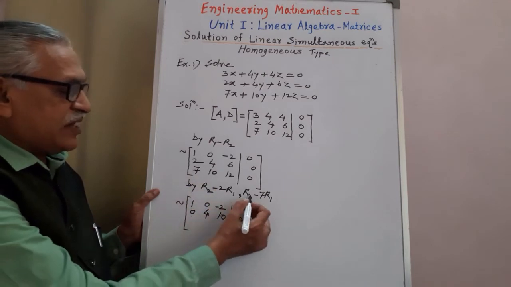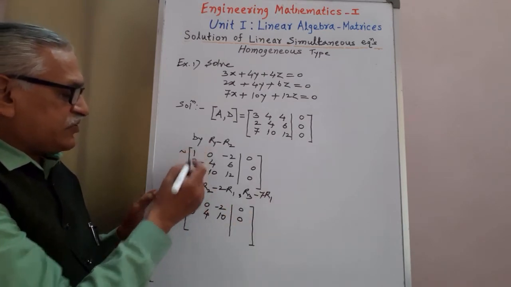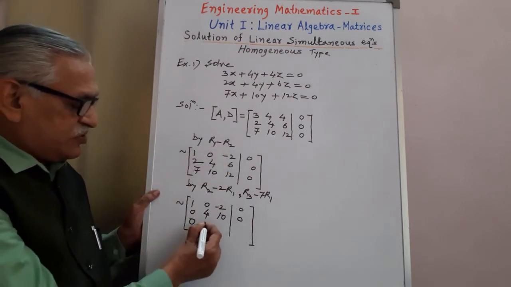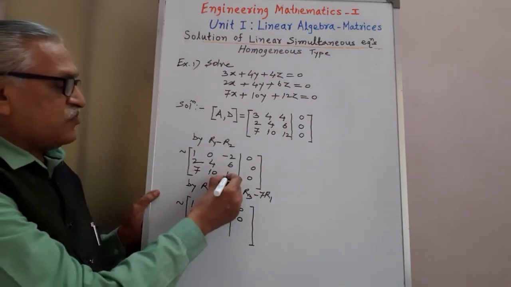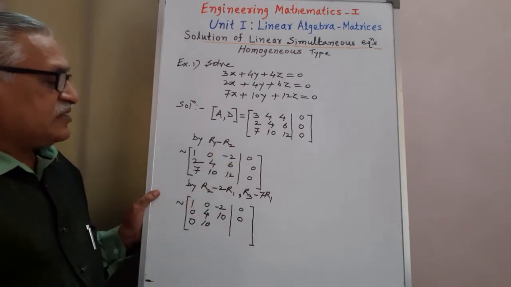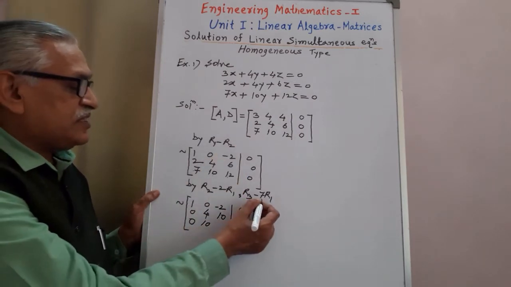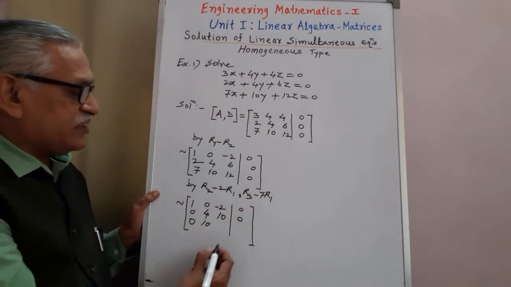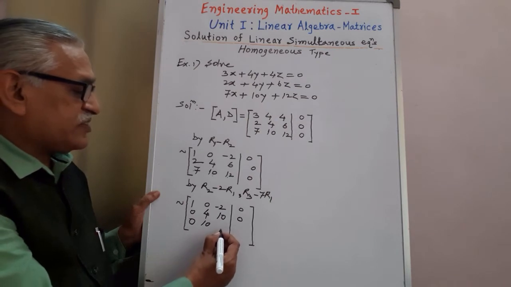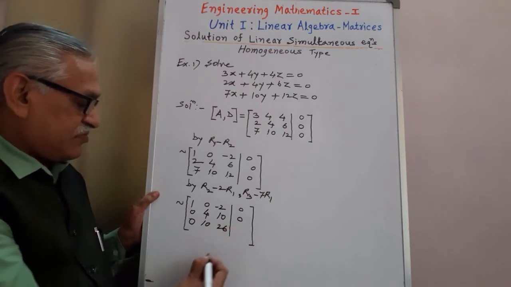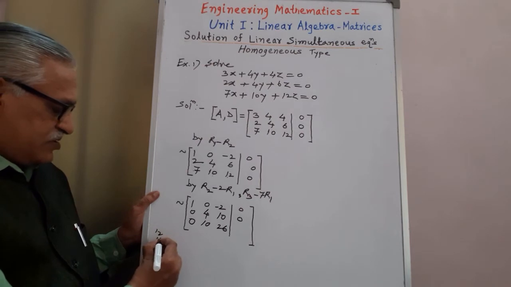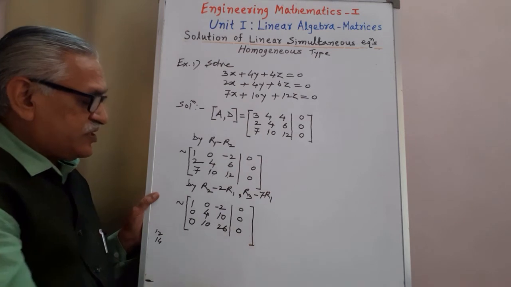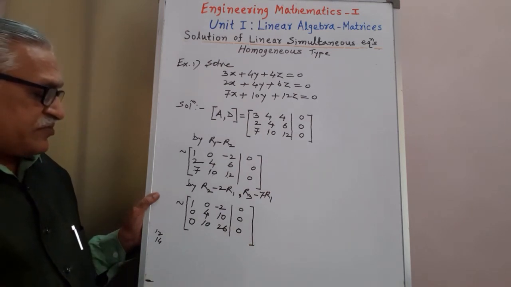Next, R3 minus 7 times R1. 7 minus 7 times 1, 7 minus 7 we get 0 here. 10 minus 7 times 0, 10. 12 minus, and that minus it becomes plus, 12 plus 14. 12 plus 14, yes, 26. And 0 minus 7 times 0, we get 0 here. Okay.